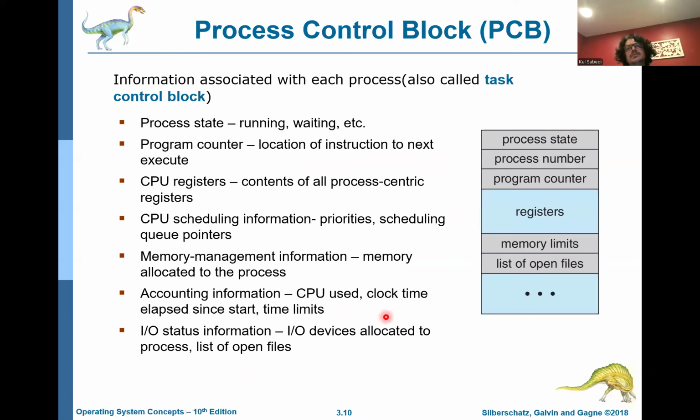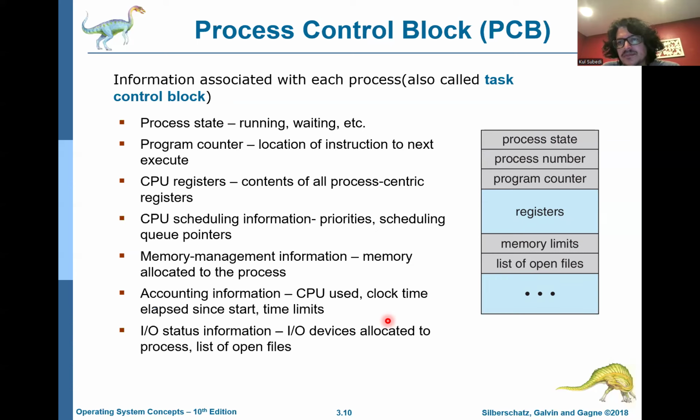Perfect. Now you may be thinking, how is this process going to be managed by the operating system? Yes. Then there is a data structure called the process control block, also called the task control block. It's going to store state information about the process. All right, it's called the process control block, PCB.